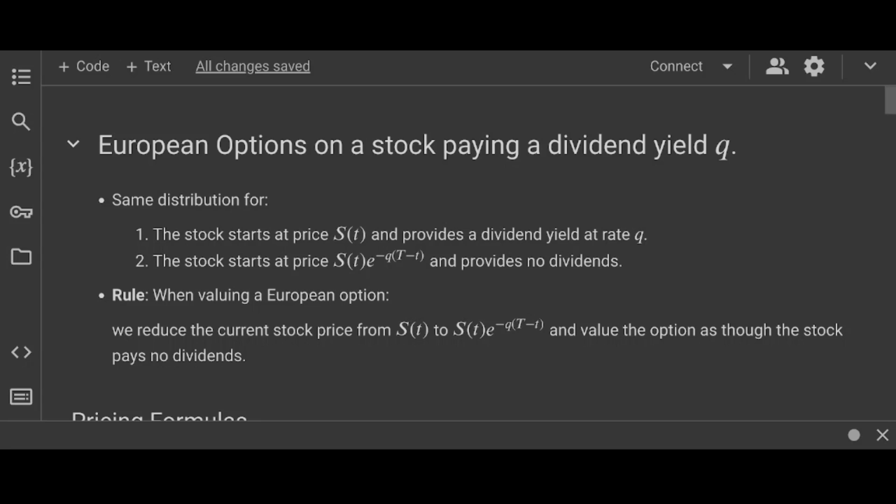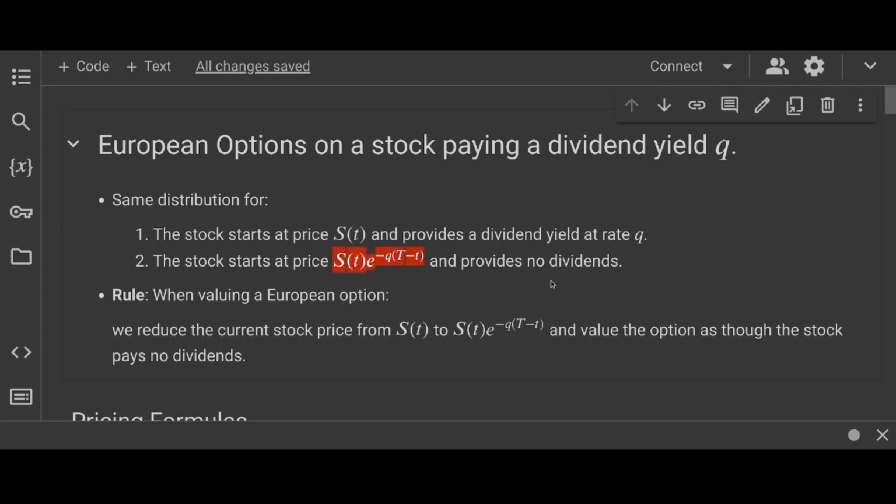So, the main observation is that the dividend yield Q causes the stock price to reduce on the ex-dividend dates by the amount of the dividend payment. The payment of this dividend yield at rate Q therefore causes the growth rate in the stock price to be less than it would otherwise be by the amount Q. With this observation, we can see that the following two distributions are the same. One, the stock starts at the price S_T and provides a dividend yield at rate Q is the same as the stock starts at price S times e to the power of this quantity and provides no dividend.